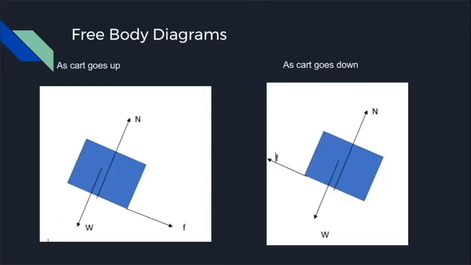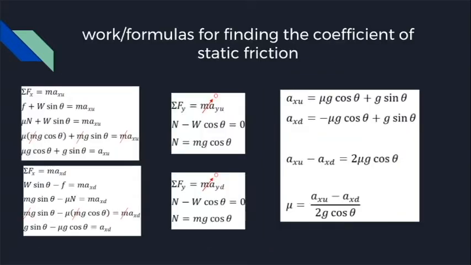These are the free body diagrams for the cart as the cart goes up the track and as the cart goes down. You will notice that the normal force is the same for both of the free body diagrams and the weight is the same. The only difference is the direction friction is pointing in. As seen from the free body diagrams, we are able to make some of the forces for X and Y as the cart goes up and down the track.